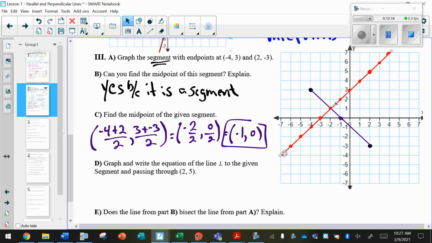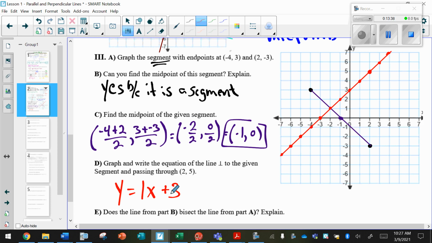Now it does ask us to write the equation, and since I have the graph drawn, I can use my work from my graph to find the y-intercept. I know that my slope was +1, and I can see from the y-intercept on the graph that my y-intercept is +3, so there's my equation.